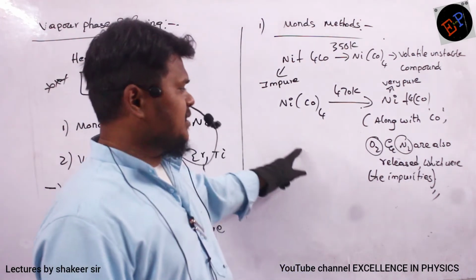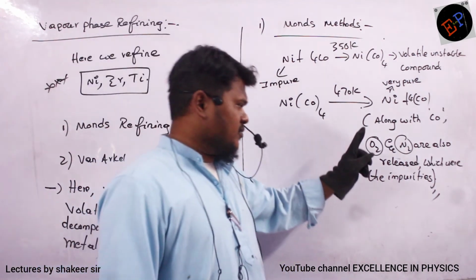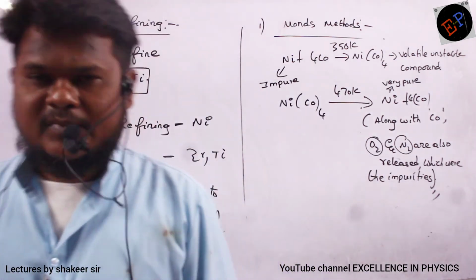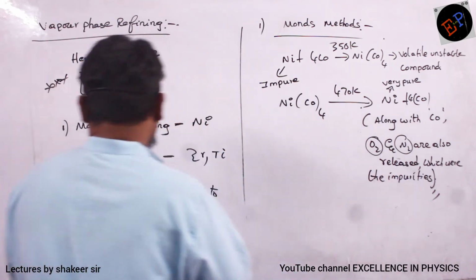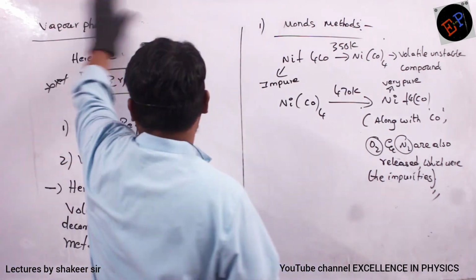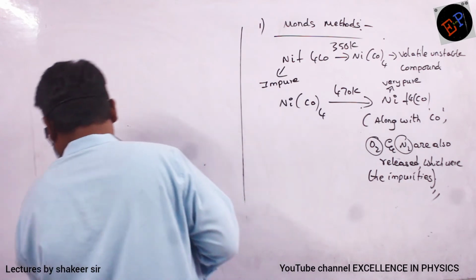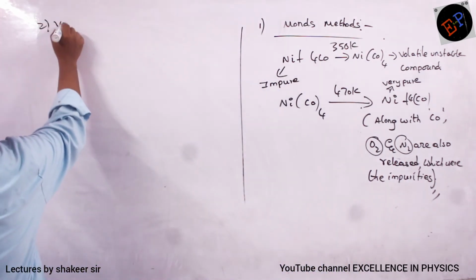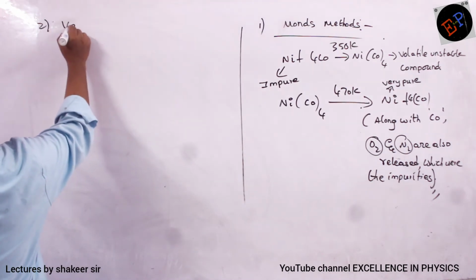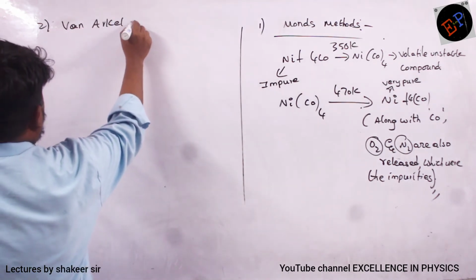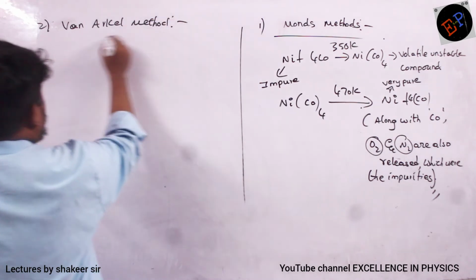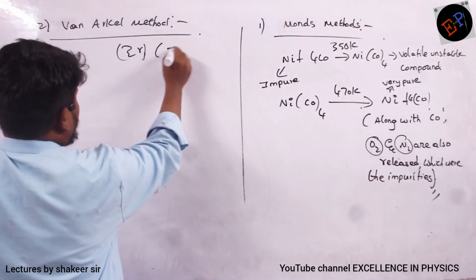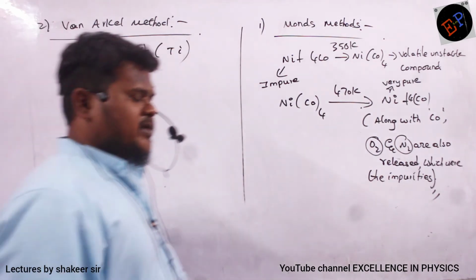In this method, the remaining impurities are what? One is oxygen and the second one is nitrogen. These impurities are also released from the metal. Are you able to understand? And the next method which we study is the Van Arkel method. Here the metals which we purify are zirconium and titanium. These are the two metals which we purify by using this second method.